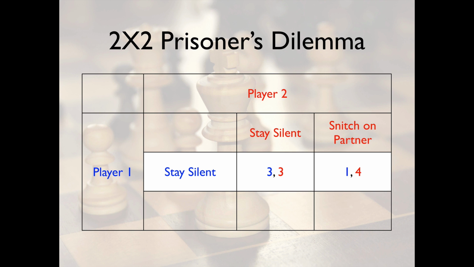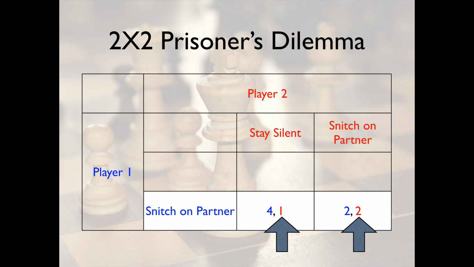Well, in this case, I hope, again, the answer is quite simple and obvious, because the numbers represent preferences. 4 is more preferred than 3, so player 2 will snitch on their partner. And this makes a lot of sense, because when player 2 snitches on their partner and player 1 stays silent, player 2 goes home free. So that is the most preferred outcome. And we can designate that outcome with a little star. And using the star is very helpful when I'm solving these games on paper.